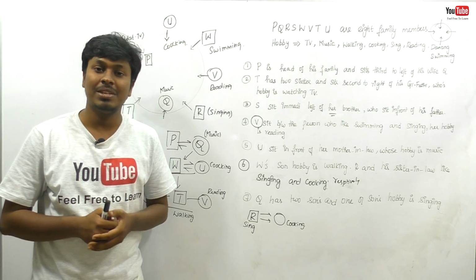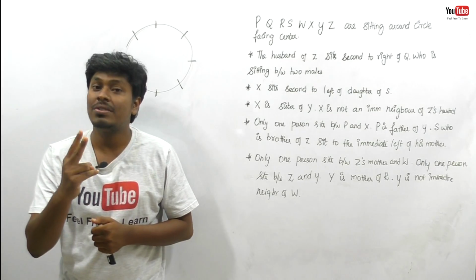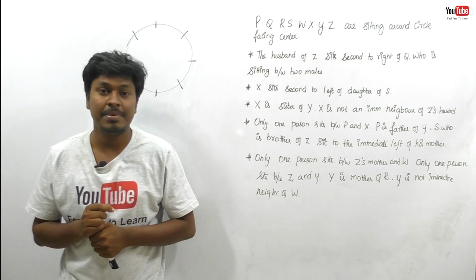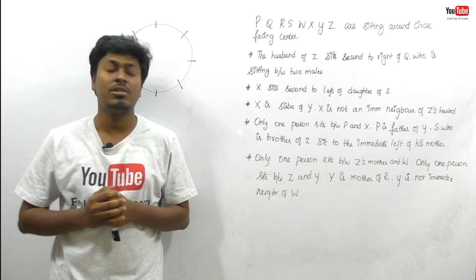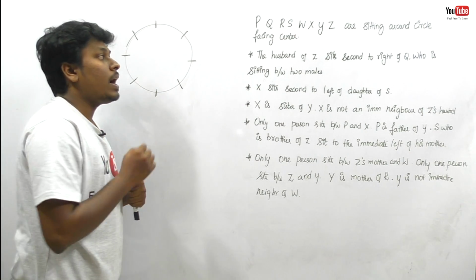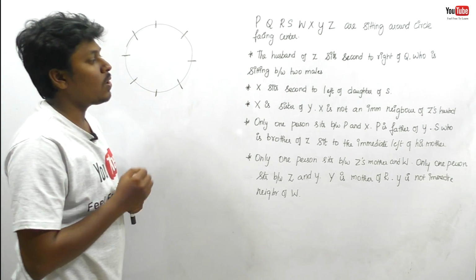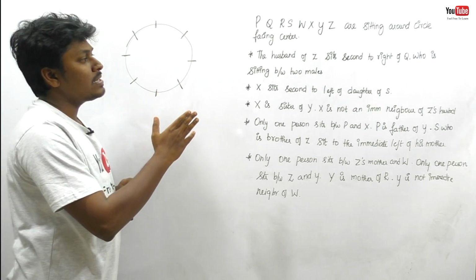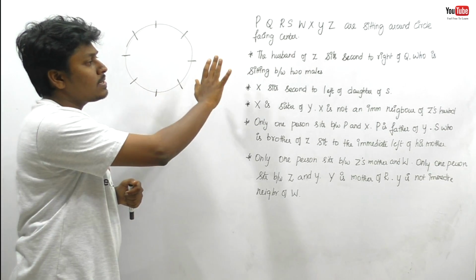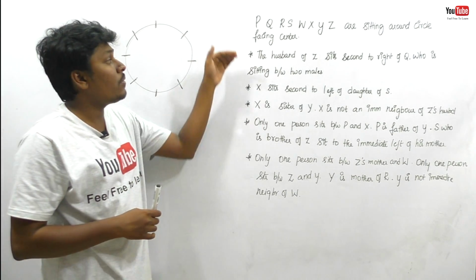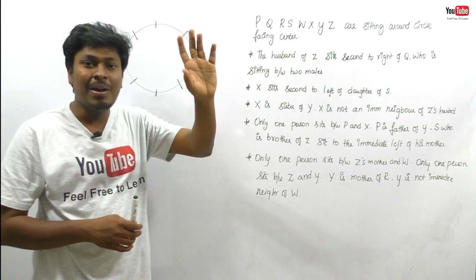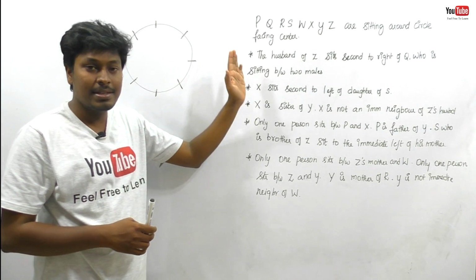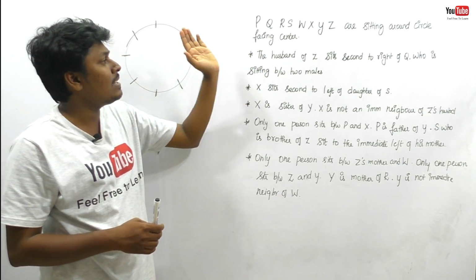So let me move on to the type number 2 question. Let me move on to the second question, the circular arrangement that is based on blood relation. Let me move on to the question now. P, Q, R, S, W, X, Y, Z are sitting around a circle and they are facing the center. The husband of Z sits second to the right of Q. Friends, see here, before the question starts, they have given only one line that there are 8 persons and all are sitting in a circle and all are facing center.